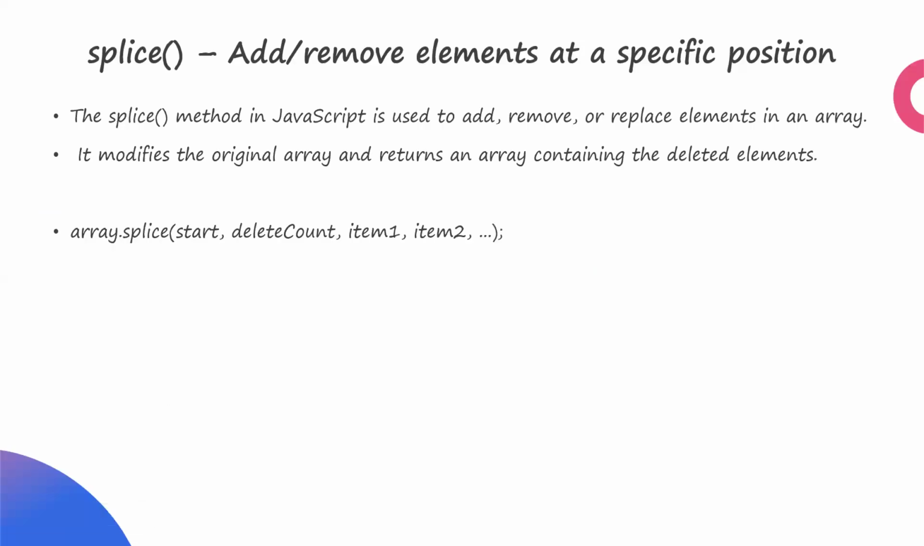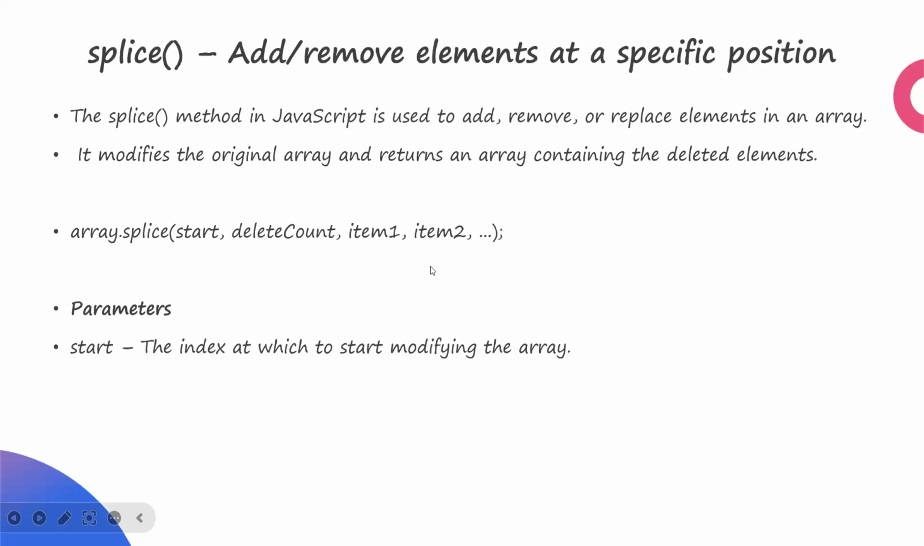So this is the syntax. The name of the array dot splice. It takes these arguments. It takes where do you want to start from? How many do you want to delete? That is the delete count. Then these are the items you can now add. So let's take them one by one. Let's take a look at the parameters.